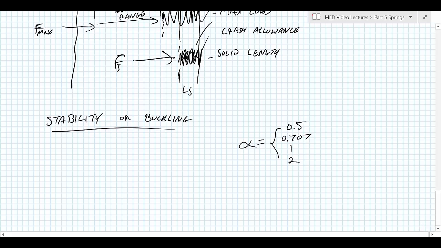And these are degrees of freedom. So 0.5 would be fixed on both ends, and 2 would be fixed-free. So one end is basically completely free and allowed to rotate. Alternatively, we could have hinged-hinged, meaning they allow 1 degree of freedom but not 2, and fixed-hinged will be the alternative.